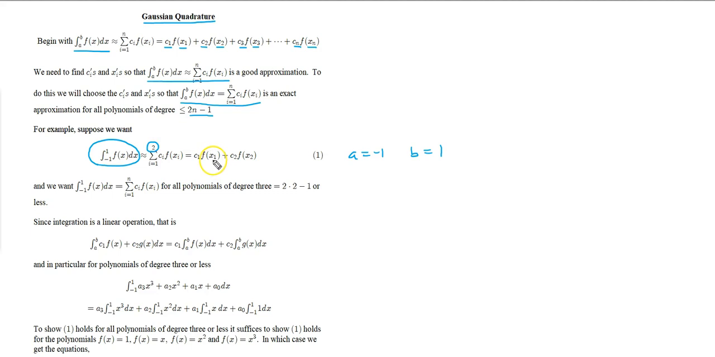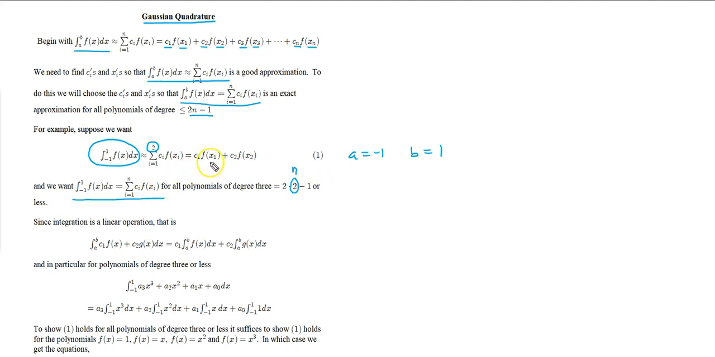Now to figure out what x1, x2, c1, and c2 are supposed to equal, what we want is for this approximation technique to be exact for all polynomials of degree 3. Notice the 3 comes from 2 times 2 minus 1. This is the little n right here in this case.